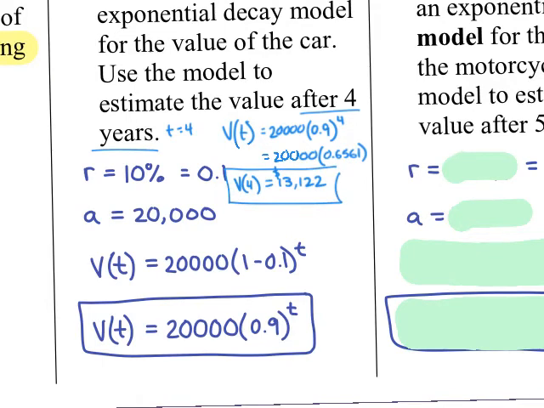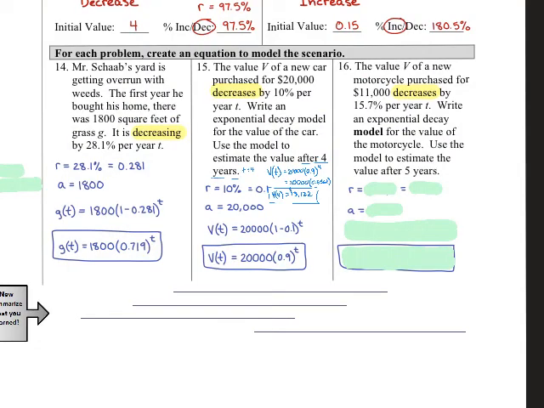And that's why function notation is so cool, because it reminds you what you put in for t. V represents the value of the car, t represents time. So the value after 4 years is $13,122. So try 16 on your own: write the function, and then use that function to estimate the value of the motorcycle after 5 years.